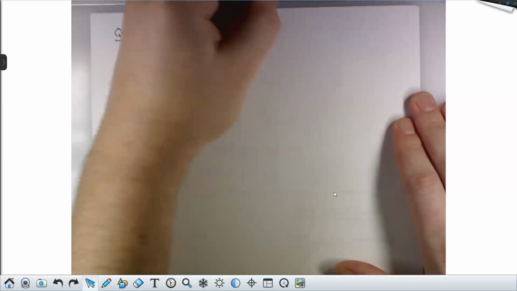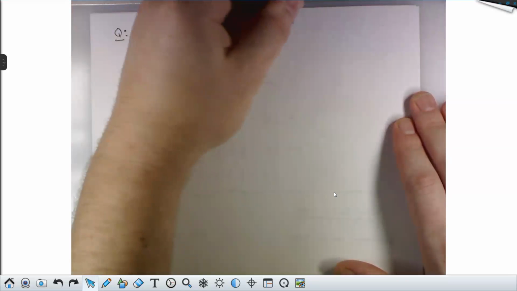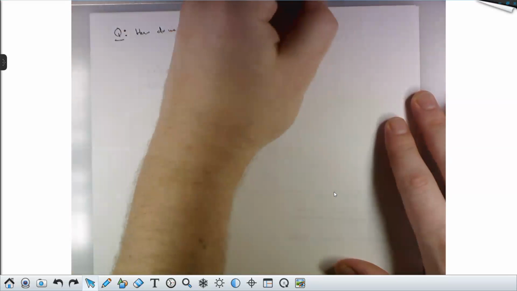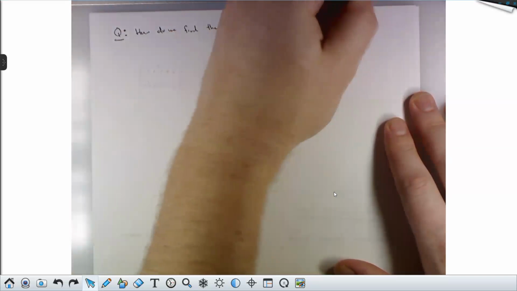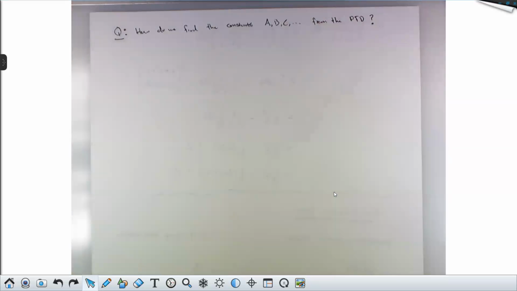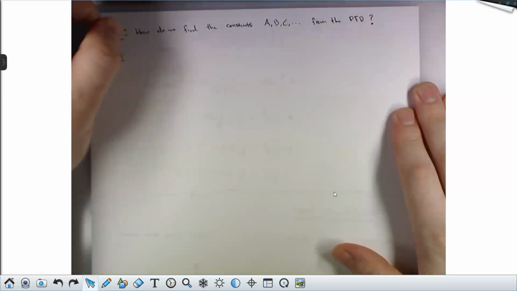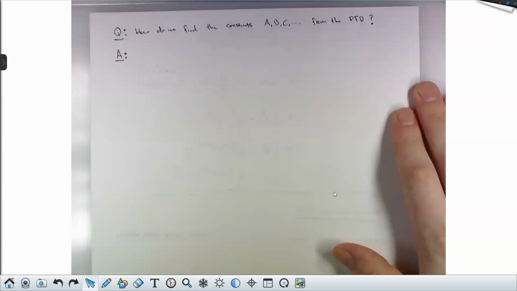So the question is, how do we find the constants a, b, and so on from the PFD. So PFD, again, stands for partial fraction decomposition. It just takes too much time to write. The answer is going to come in the form of another question.